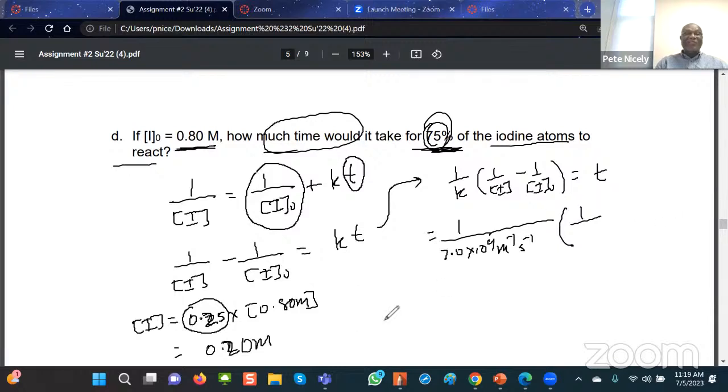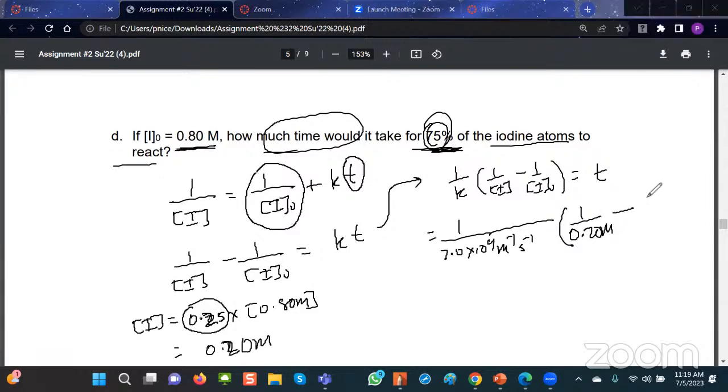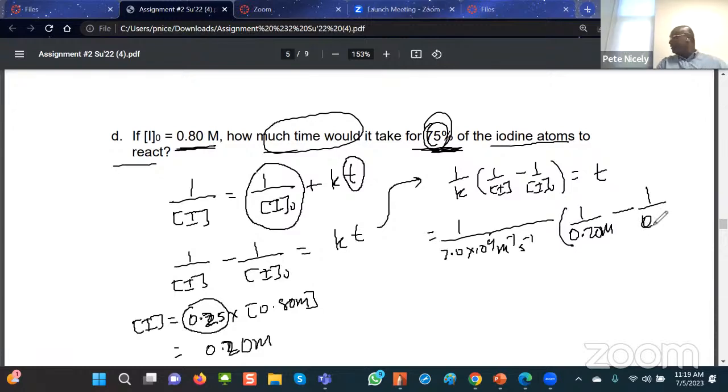So that concentration of iodine would go here, 0.20 M, minus 1 over the initial concentration of iodine, which is 0.80 M. And when I did that calculation, I got 5.4 times 10 to the minus 10 seconds. And that would be the final answer for that part. All right.